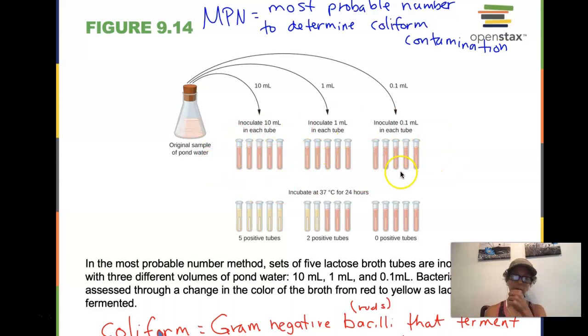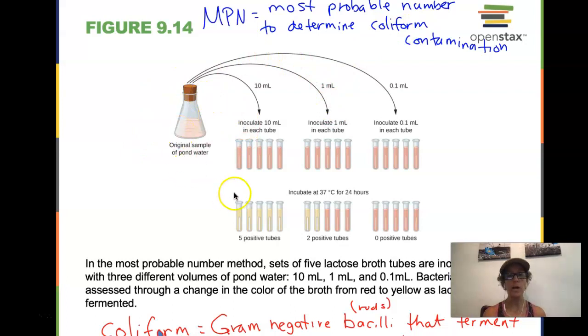So we have the media. All of these tubes have the same media. All of them have the tubes for collecting gas. Dilutions of the pond water or the horse trough water or the well water were diluted 1 to 10 and 1 to 100. And then we look at, after 24 hours, how many tubes are positive, how many have gas in them. Because if there's no gas, then even if fermentation happened, it's not a coliform. There must be gas production for it to be a coliform.